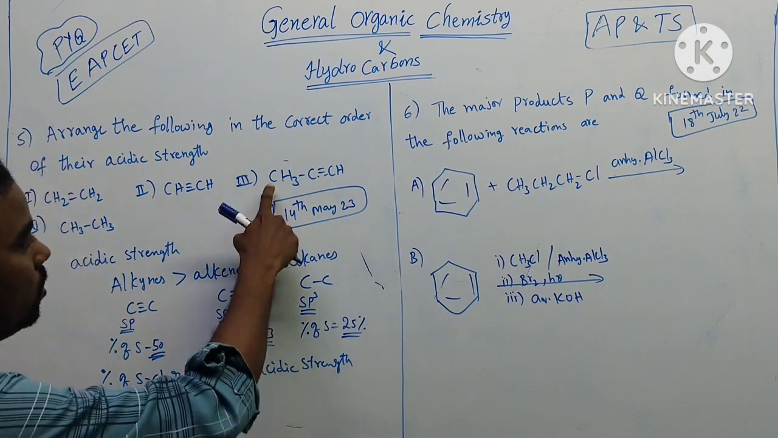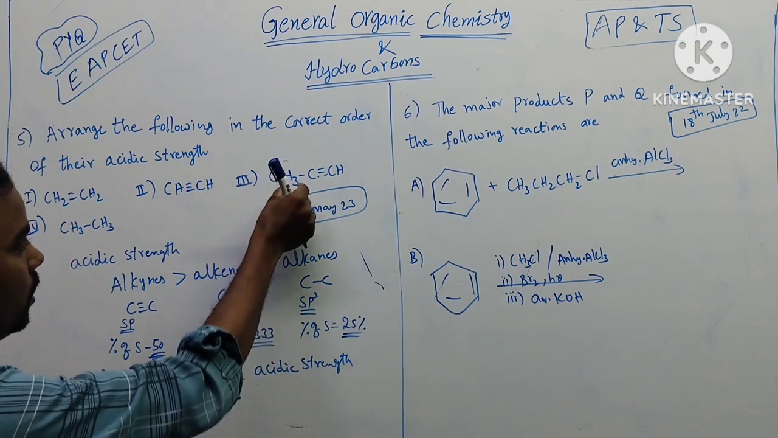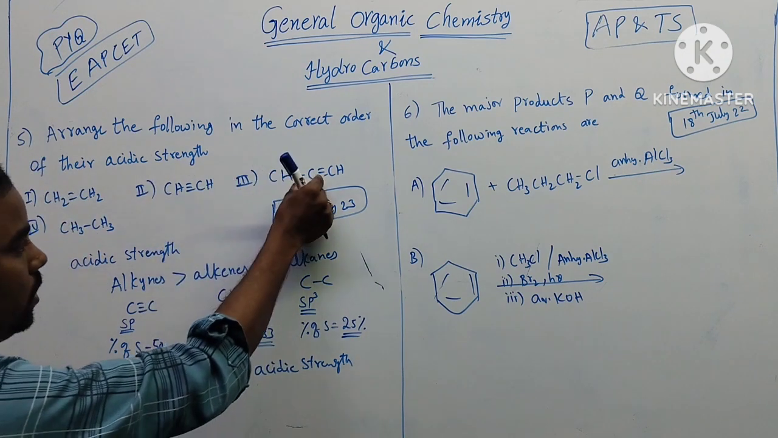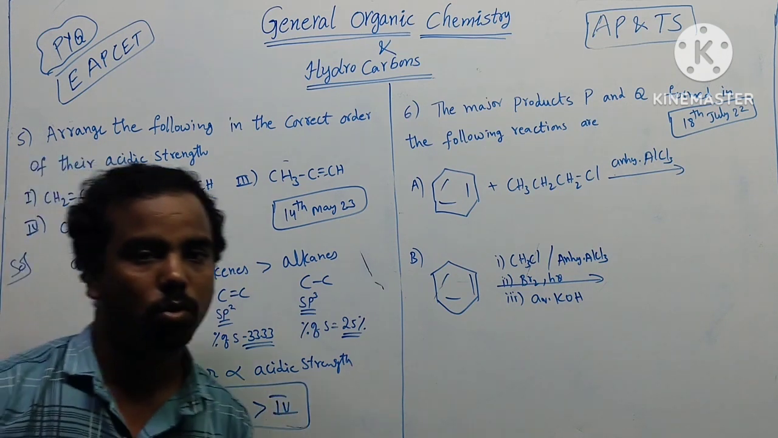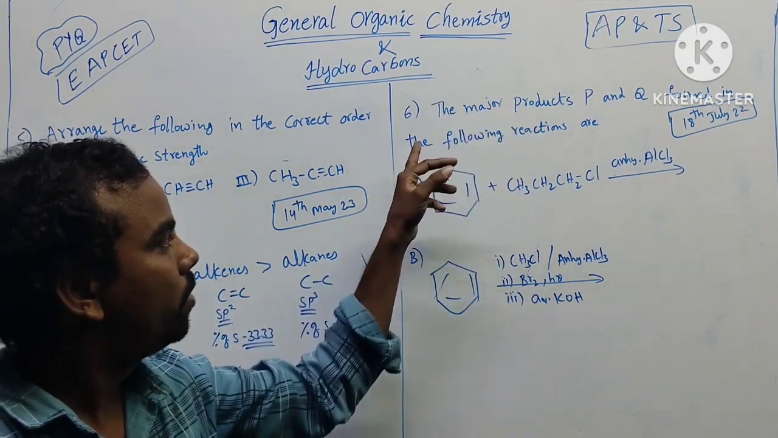So the CH3 group is an electron donating group. That's why, when compared to this one, acidic strength is less. So first one, 2. So the higher acidic strength is 2. Next 3. When compared to these two, alkynes have more acidic strength. Finally 4. So the answer is 2 is greater than 3 is greater than 1 is greater than 4. 2, 3, 1, 4. Okay.